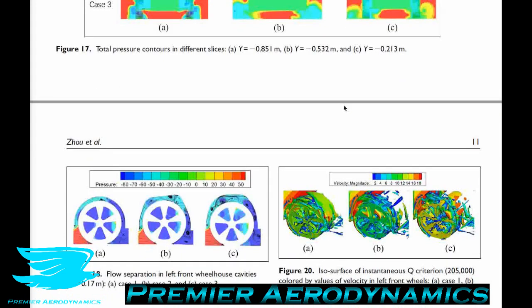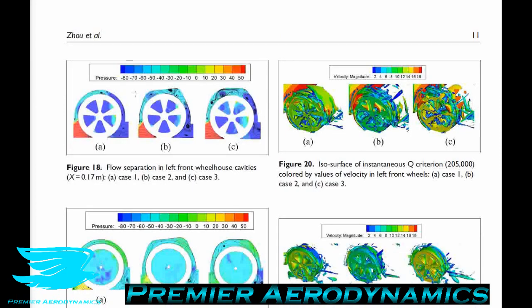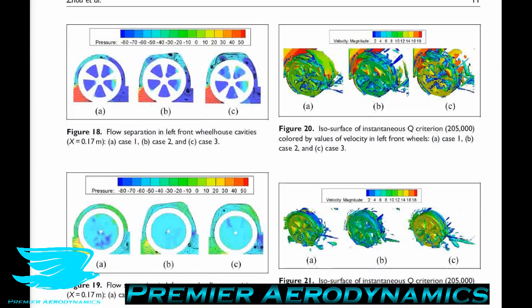So the final thing we're going to discuss in this podcast is the Q criterion for the front wheels, as shown in figure 20. There's a few other figures, but they don't really show too much. We're just going to stick to figure 20, which shows the isosurface of instantaneous Q criterion colored by values of velocity in the left front wheels for the Audi, Toyota, and Mercedes. So the Q criterion effectively tells us where vortices are.